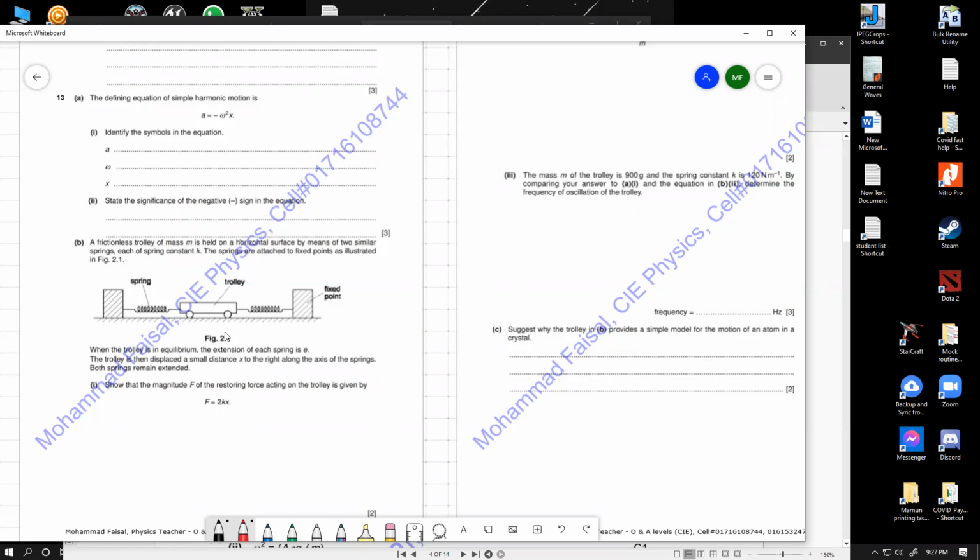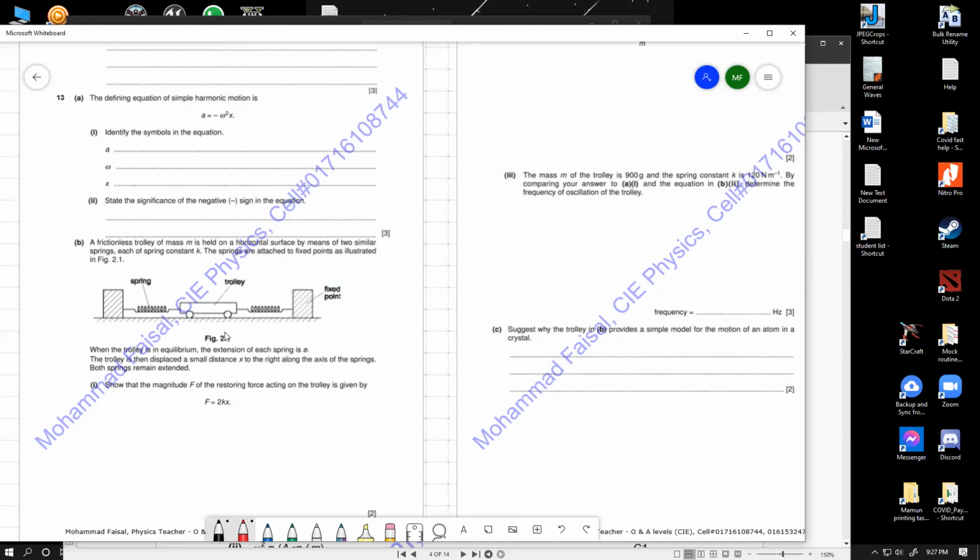The first part of the question is very simple. The defining equation of simple harmonic motion is a equals to minus omega square x. Identify the symbols in this equation, a, omega, x. You have to write out the definitions of these variables. State the significance of the negative sign in this equation. You just have to write that both of these vector quantities would always act in opposite directions with respect to each other.